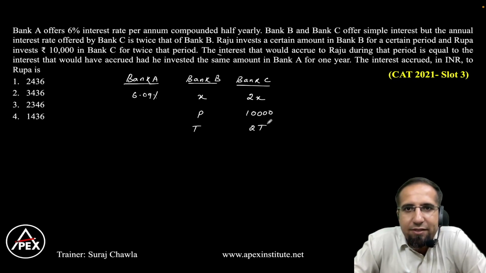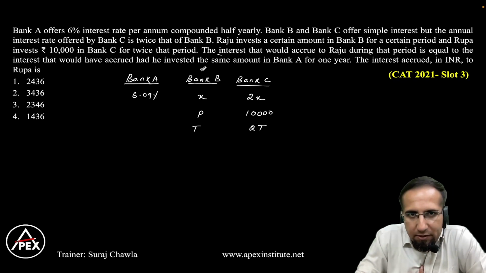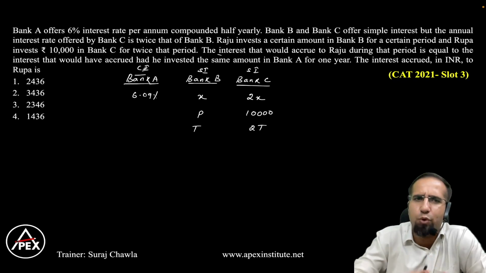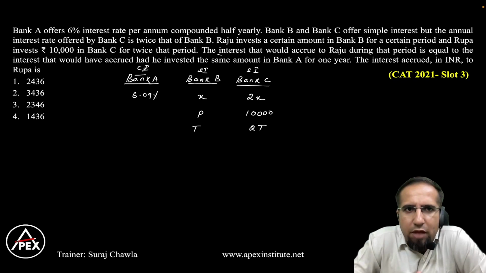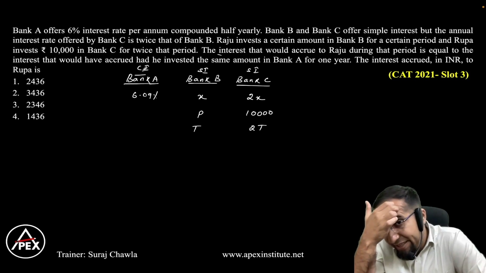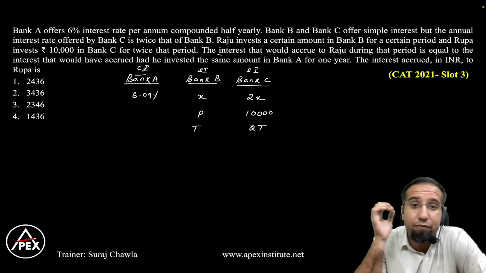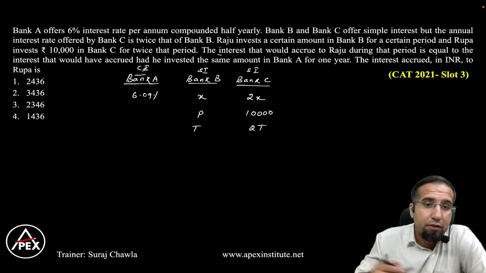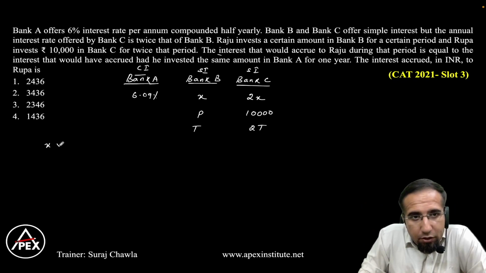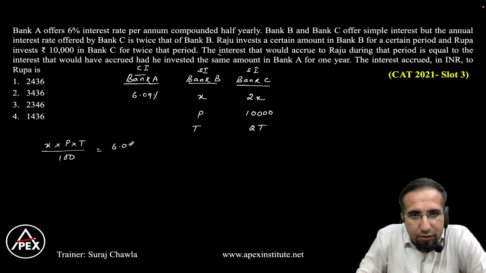Clear? The interest that would accrue to Raju that period is equal to, so Bank B and Bank C are simple interest, and this is compound interest, but it doesn't matter since it's only for 1 year, is that would accrue had he invested the same amount in Bank A for 1 year. Okay, so what am I looking at? So X into P into T by 100 is equal to 6.09 into P divided by 100.